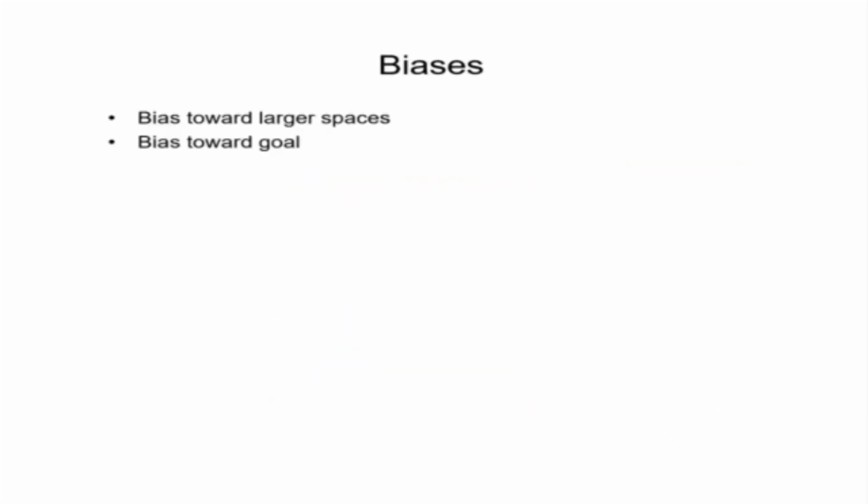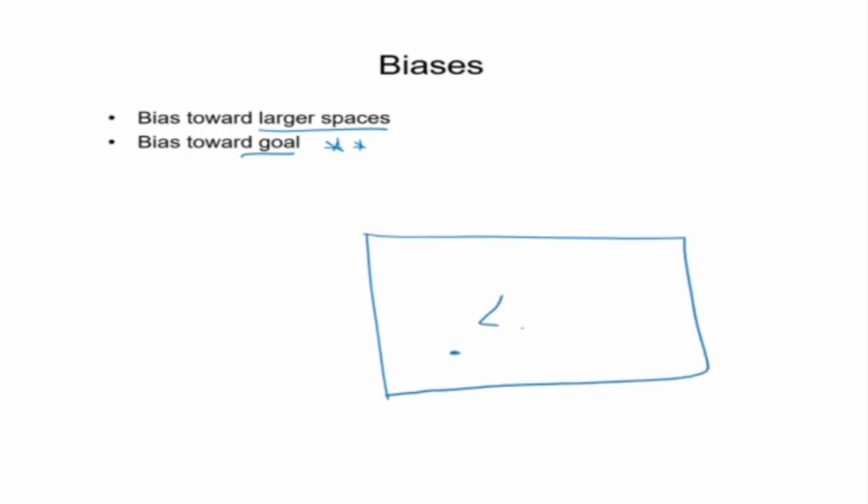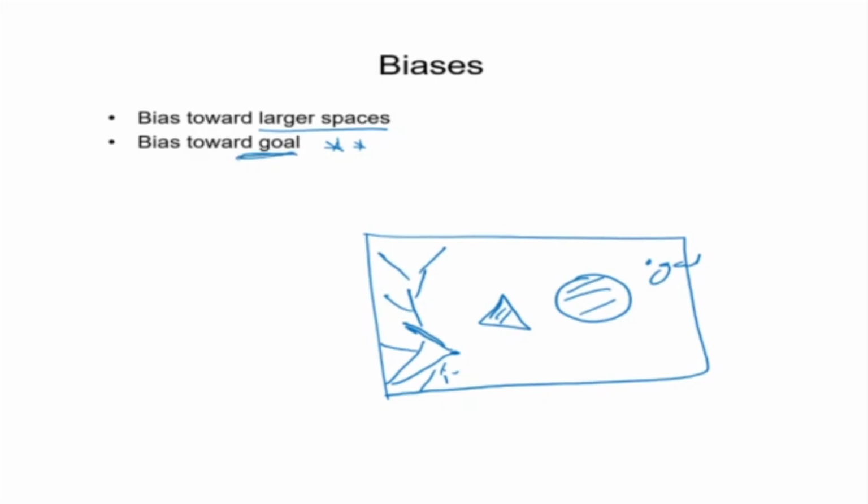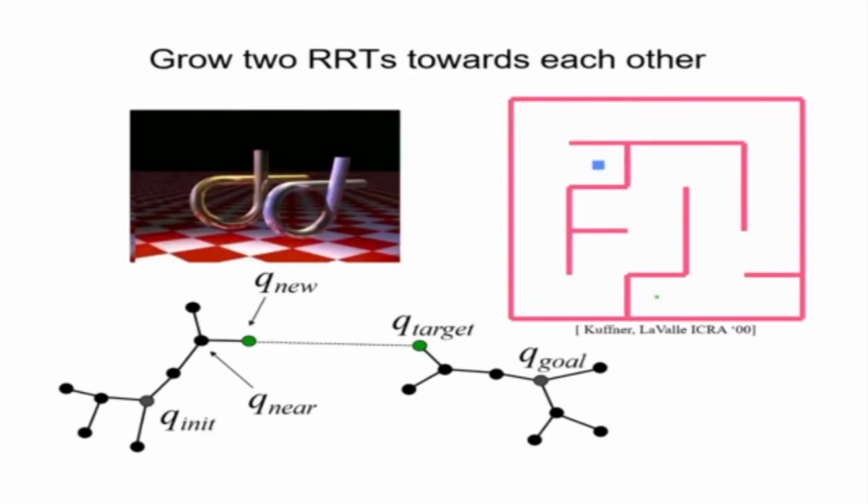Okay, so there can be bias. For example, it can be biased towards larger spaces, or biased towards the goal. Biased towards the goal is a good idea. The tree should grow towards the goal. Otherwise, if I have a tree and I start from here, there's an obstacle here and another obstacle there, and my goal is here, and I start growing the tree in the reverse direction, while the goal is in that direction. So it should be biased towards the goal, or it can be biased towards larger spaces. Bias towards the goal can help the tree grow towards the goal. It will make your search faster.